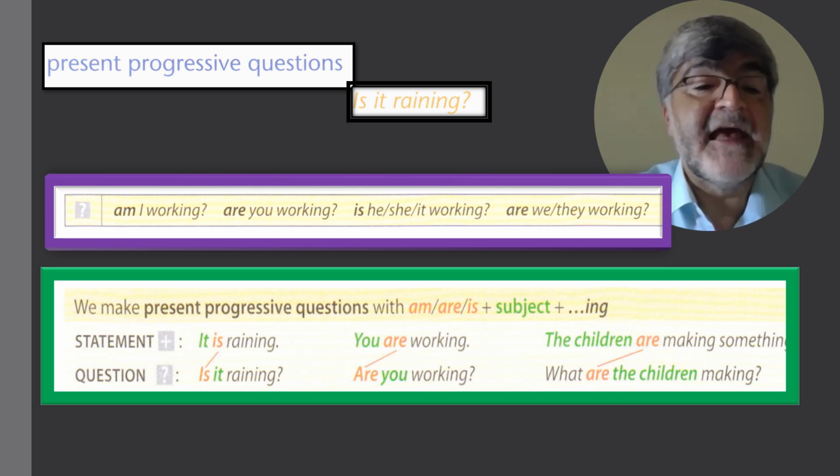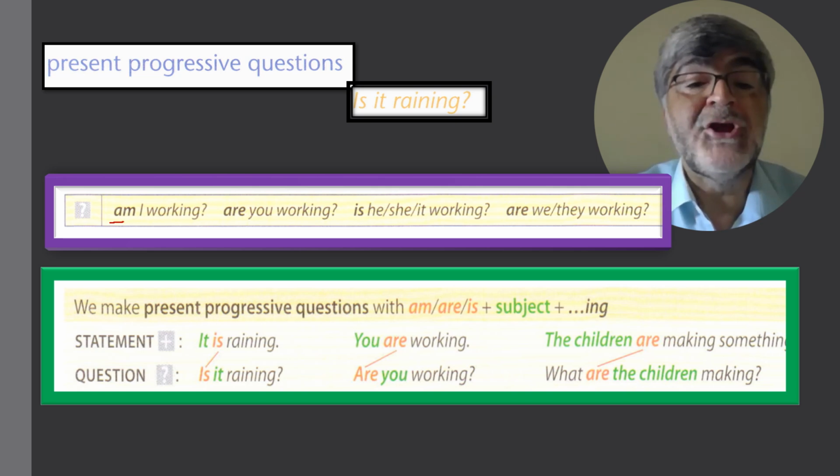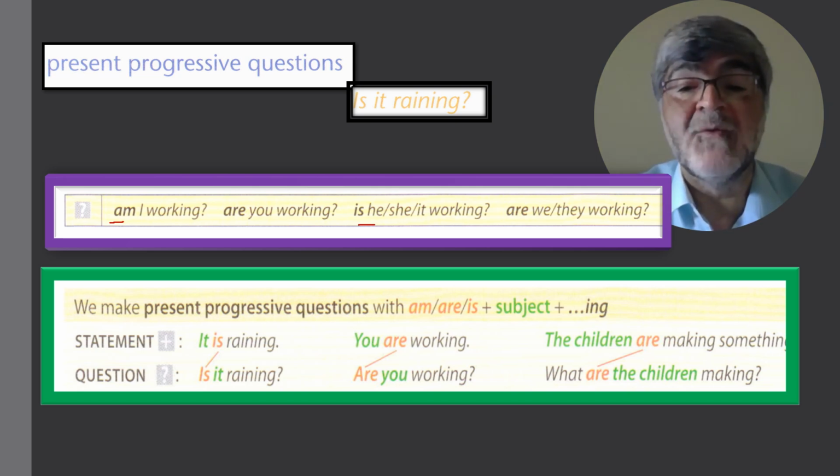So we have got am, is, are, to be. Am I working? Are you working? Is he or is she working? Are they working? Are we working? You see that it's very easy.